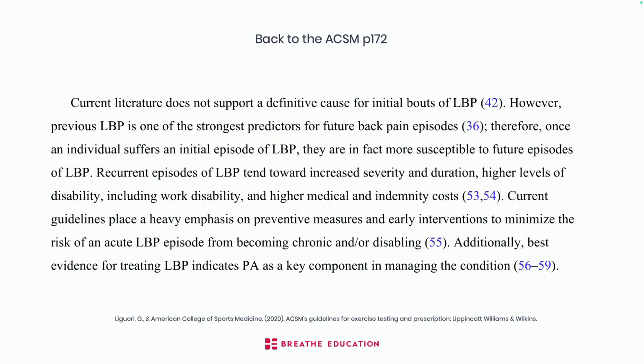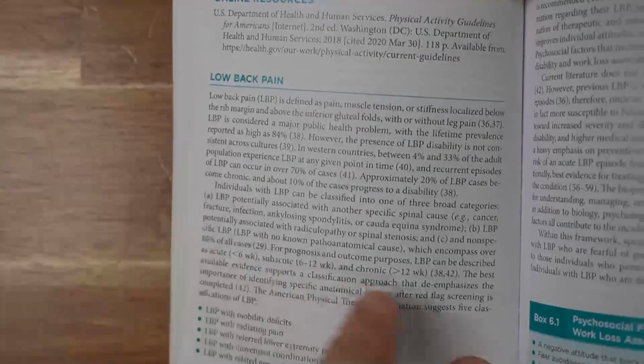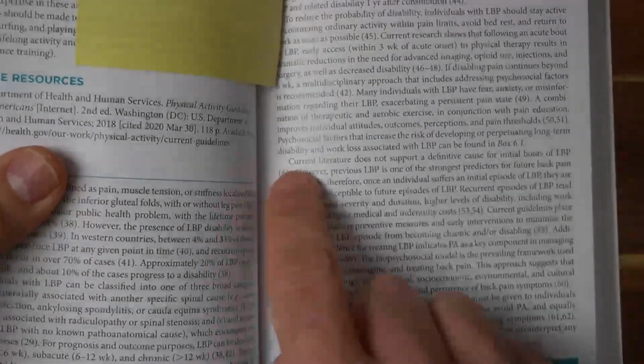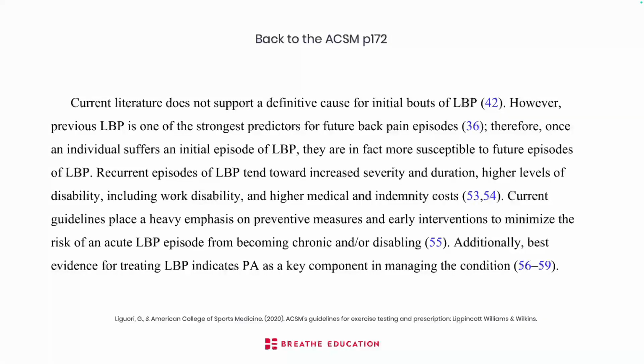Back to ACSM, page 172. Read with me. Actually, we're on page 173 here. Current literature does not support a definitive cause for initial bouts of low back pain. Does not support a definitive cause. We don't know what causes it.